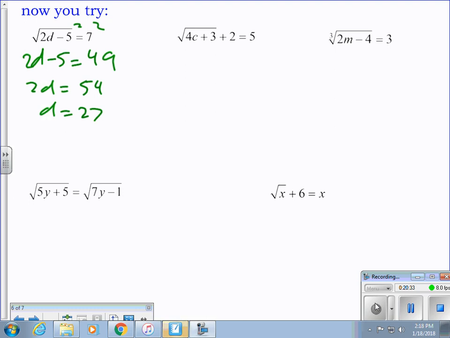2 times 27 is 54. 54 minus 5 is 49. Square root of 49 is 7. So this is good. Right. Second one.